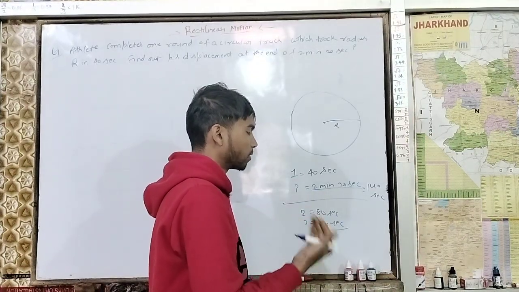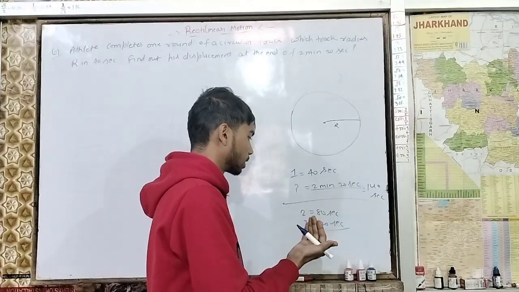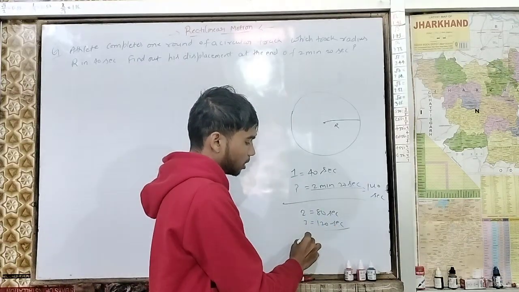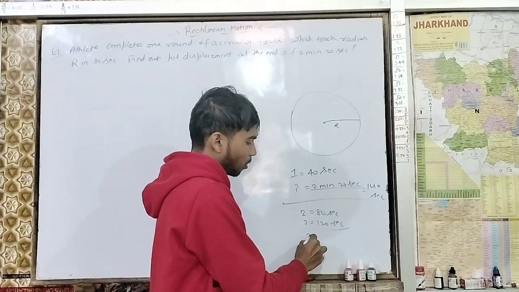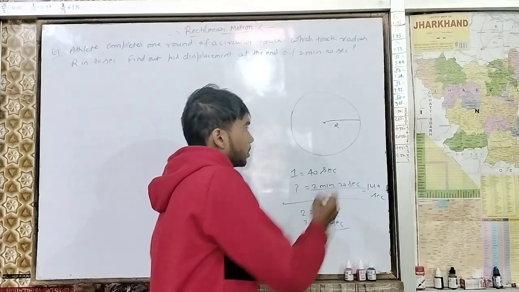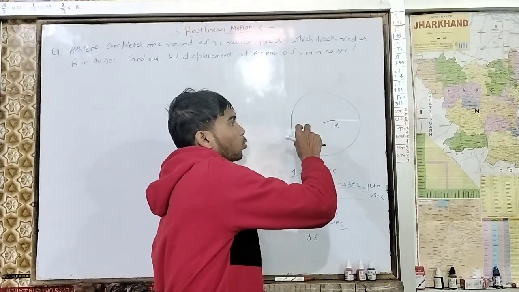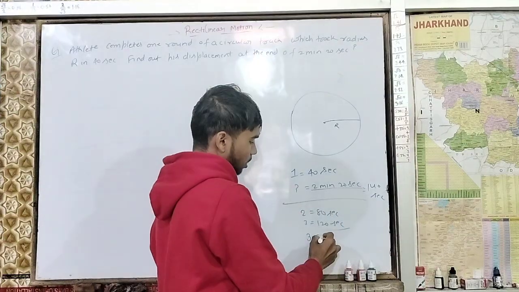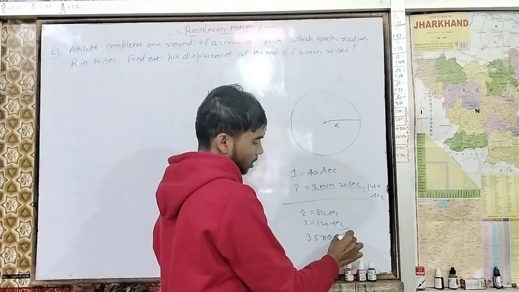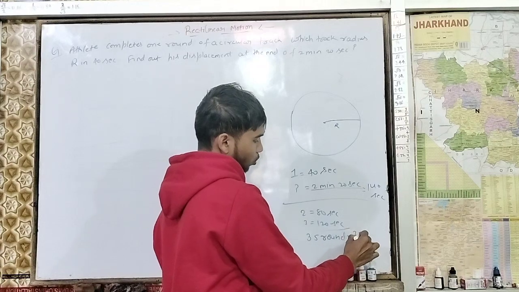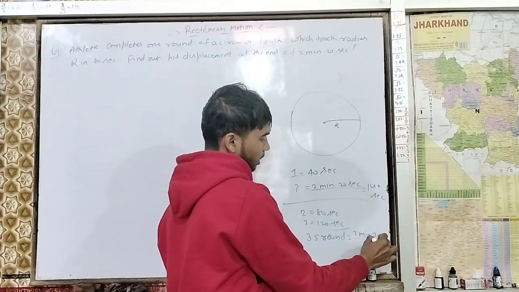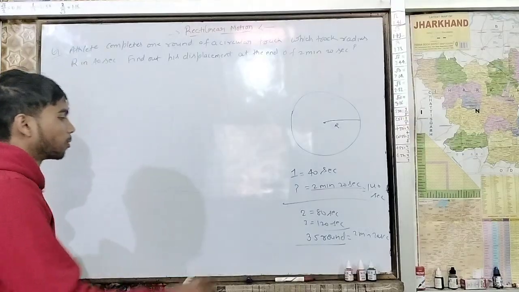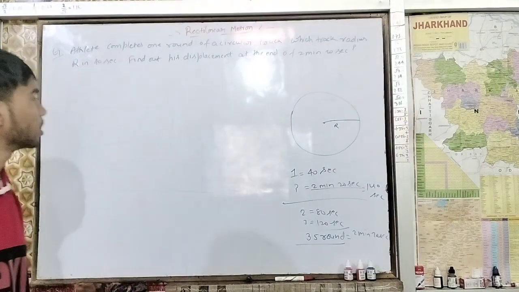So 20 more, we want 20 more seconds. So can we say he will complete 3.5, means 3 rounds and one half circle. 2 minutes 20 seconds, this many rounds. 3.5 is the answer for this question.